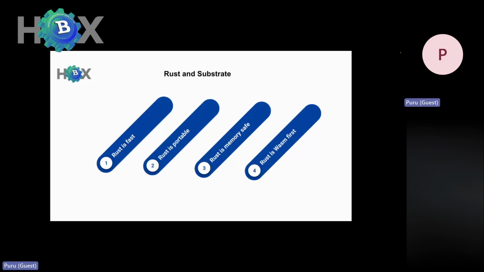It is memory safe. If you see C, yes, C is fast. C may be one of the fastest high-level languages, but it is not memory safe. You still have to handle your memory on your own. But Rust, at compile time itself, ensures that your memory management and all those things are taken care of. And Rust is WebAssembly first. Rust can be compiled to WebAssembly, and WebAssembly can be ported to a browser or embedded devices. Anywhere we have a WebAssembly virtual machine, this code can be run. So this is why Rust has been chosen for Substrate as one of the languages.